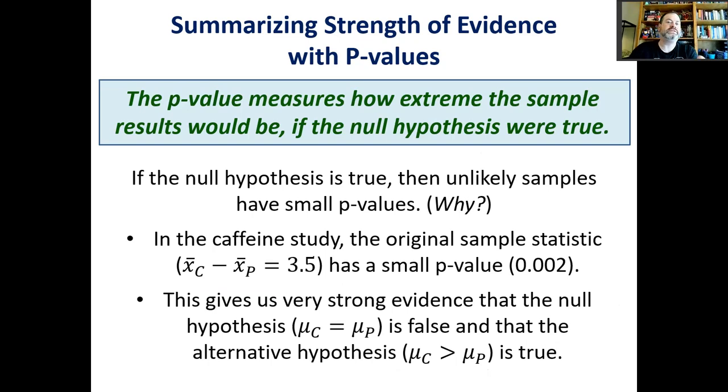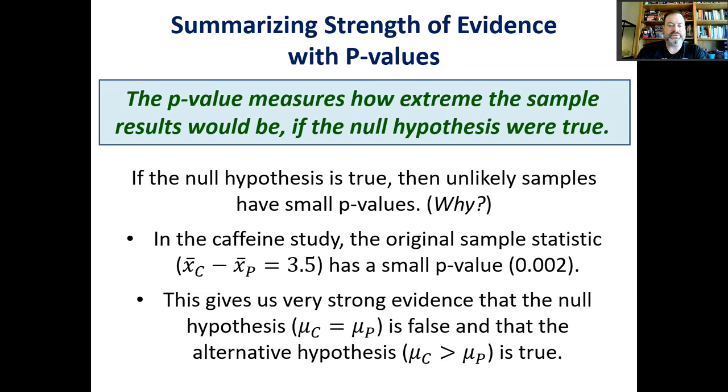So the p-value, this is kind of the easy way. This is not a definition, but this is what we use the p-value for. The p-value measures how extreme the sample results would be if the null hypothesis were true. So again, not a definition, but this is sort of what we use the tool for. It's a measure of how extreme something is, or how unlikely, or what's the probability of getting it, right? So it's a measurement of how extreme it is. If that helps you remember, this is another excellent way to remember this. So if the null hypothesis is true, then unlikely samples have small p-values. Well, that's the definition of a p-value, right?